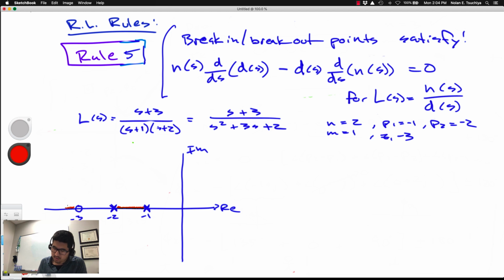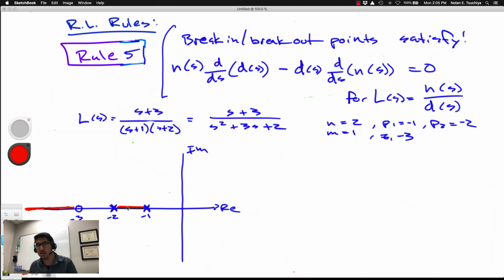And also everything to the left of the zero at -3 is going to be on the root locus, because everywhere to the left of -3, I am to the left of 3 poles and zeros. 3 is an odd number, which would indicate that portion of the real axis is on the root locus. Okay, so for now I can shade in all this stuff, and I know for sure that that's part of the root locus.